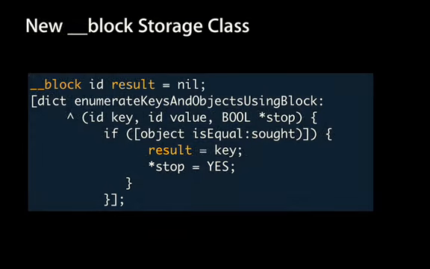So here's how __block works in practice. You just stick it up there. It's sort of at the level of register and auto and static, and I don't know, maybe there's another one. And you just update your field when you need to. This is actually a real example, enumerate keys and objects using block. This is a new API in Snow Leopard.